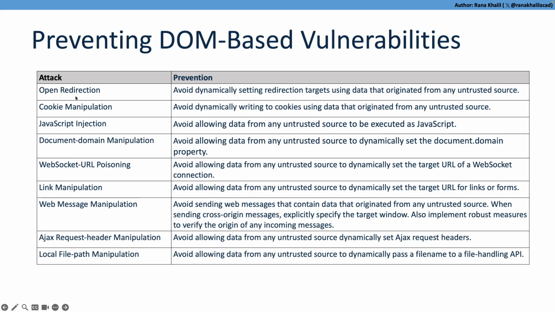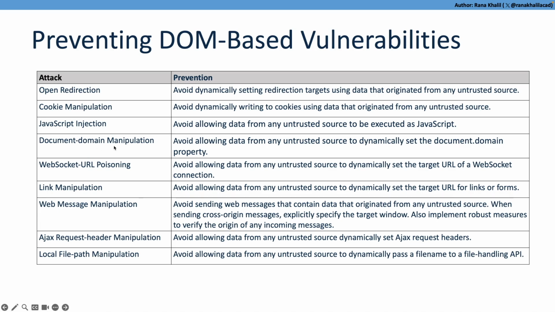So for open redirection, you want to avoid dynamically setting redirection targets using data that originated from any untrusted source, so that the attacker could not exploit this vulnerability to send the user to a malicious website that the attacker controls. For cookie manipulation, you want to avoid dynamically writing to cookies using data that originated from an untrusted source. For JavaScript injection, you want to avoid allowing data from any untrusted source to be executed as JavaScript.